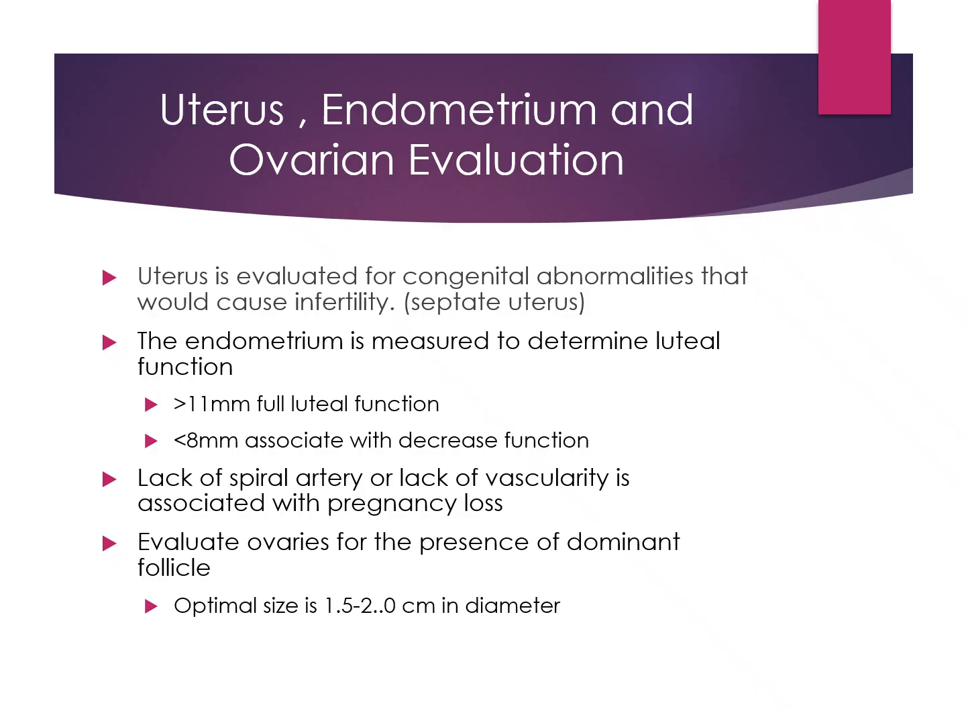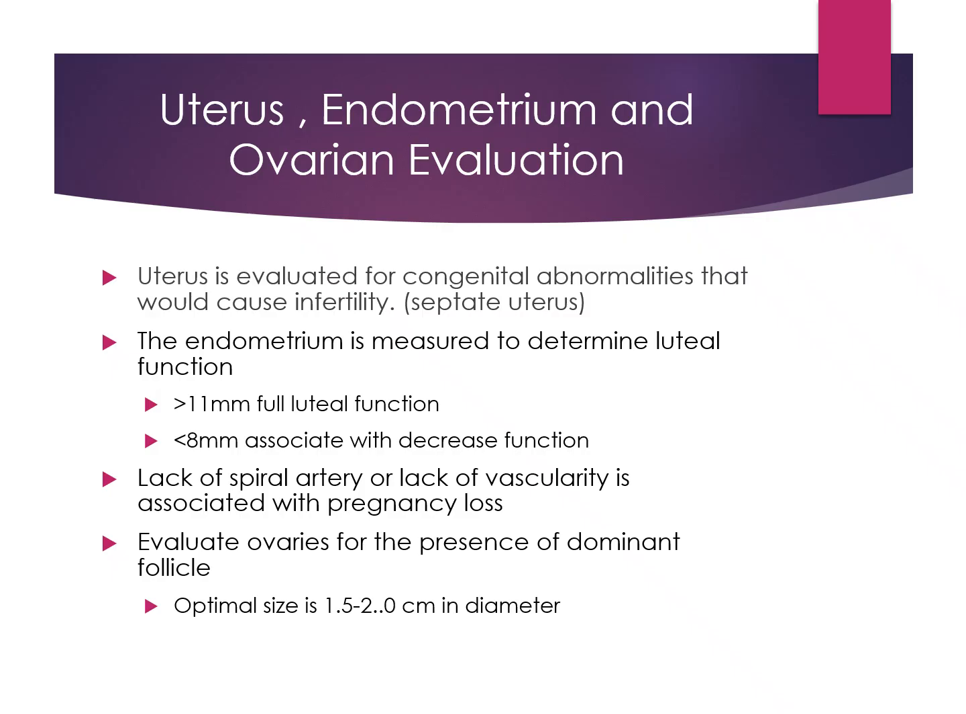When we're seeing something that is less than 8 millimeters, this is going to be associated with a decreased function. And this might be because they don't have enough spiral arteries to build that endometrium, or they're not getting proper vascular flow to that endometrium. And so as soon as we put something in there, it's not going to be able to sustain it, and then we have an increase of pregnancy loss.